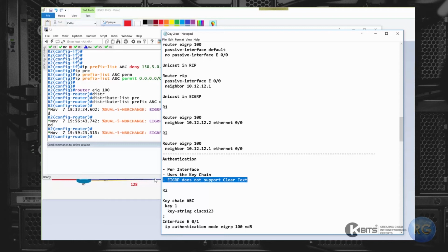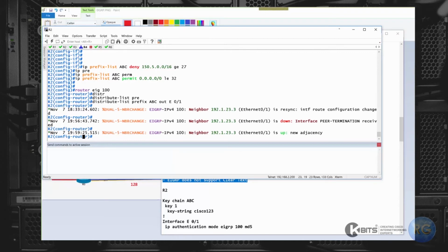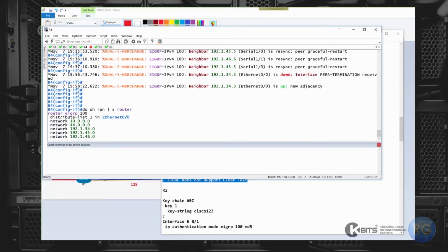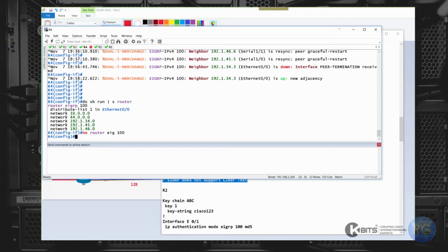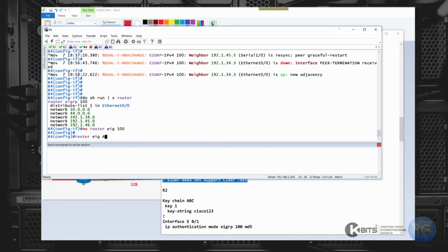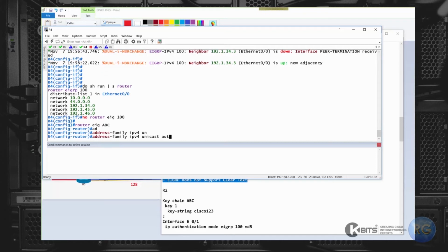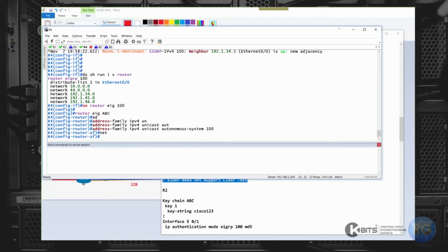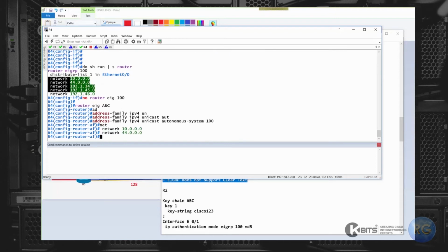All right. How do I do it? In order to do that, if I'm doing it on one router, I need to have another one that is also name mode. So let's do R4 as name mode. So I'll do show run section router, no router EIGRP 100, router EIGRP ABC, address family IPv4 unicast, autonomous system 100, network, I'll put these networks in and be done with that.